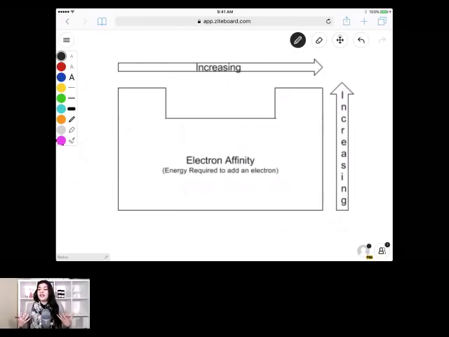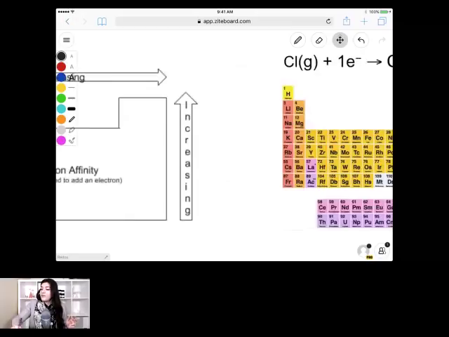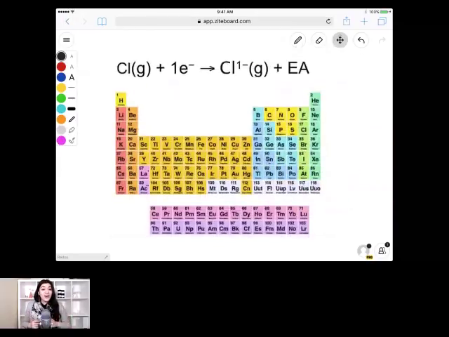This is really just seeing that I just have to know it's going from left to right, that's increasing, and down and up, and that's increasing again. So knowing that, let's understand the concept a little bit further.